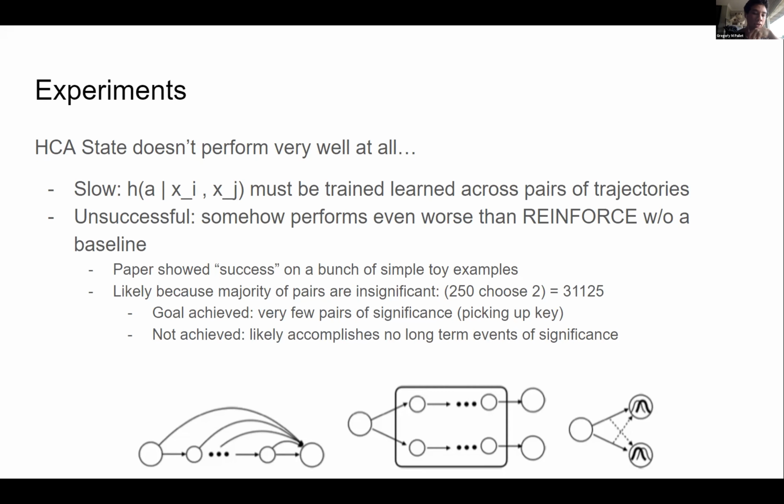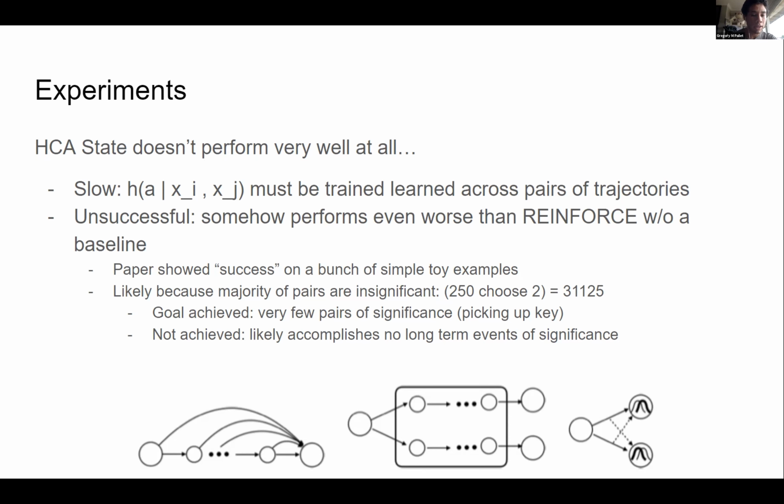Most of the time, and especially in the beginning, the agent is unable to accomplish this task. And so most of these events are not of significance. And so the distribution is unable to learn well. And because the rest of the system depends on learning the distribution, it's not able to learn well.